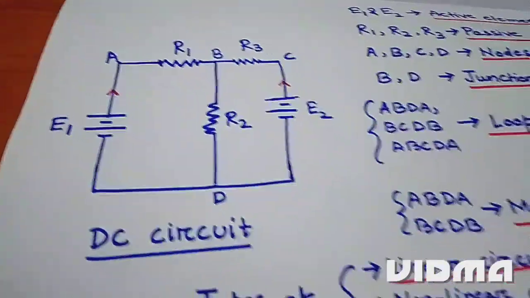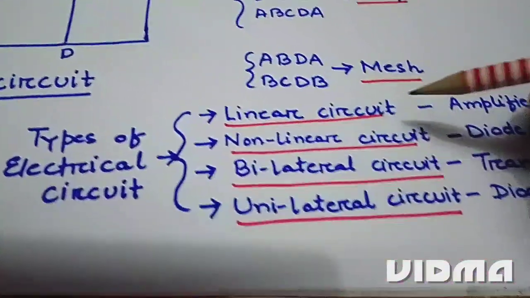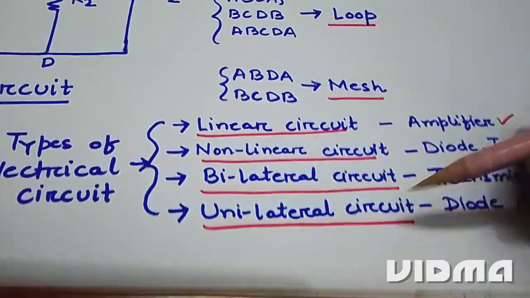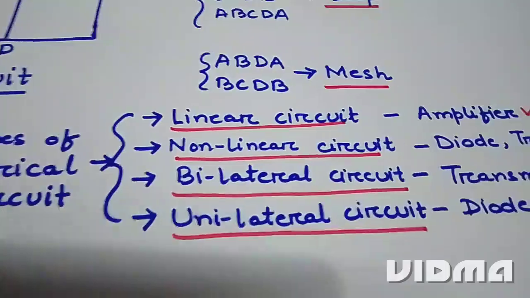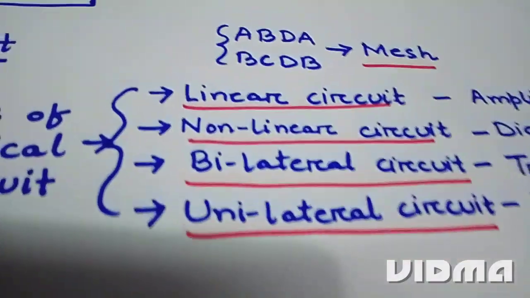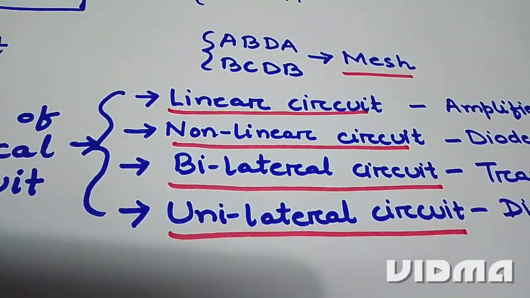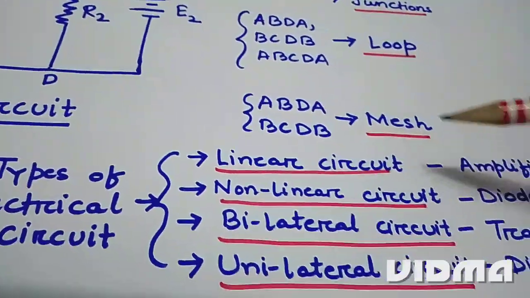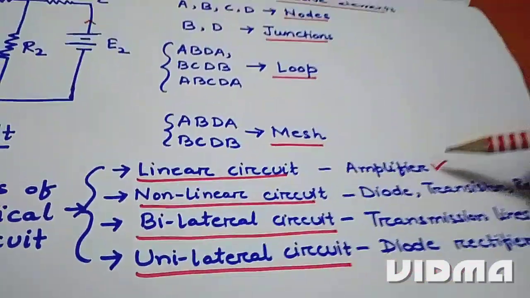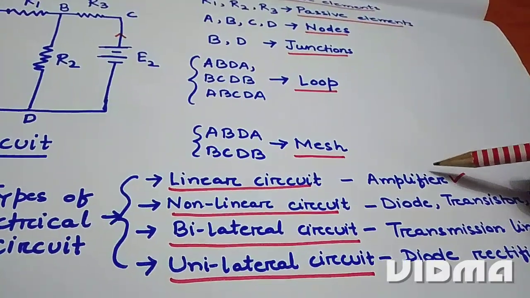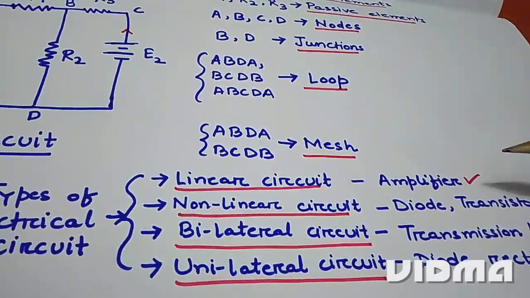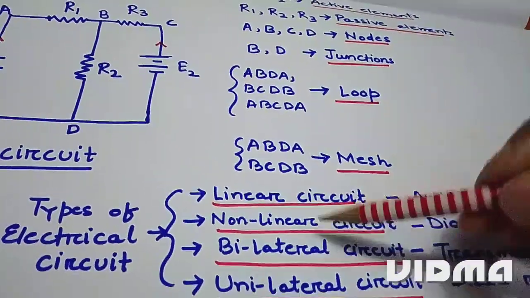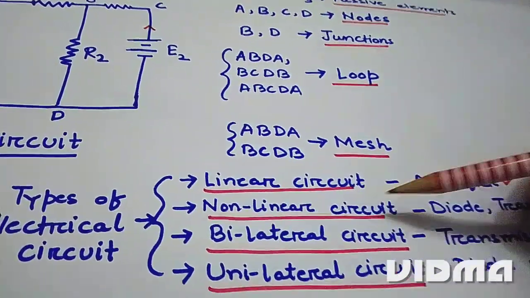There are different types of electrical circuits: linear circuit, non-linear circuit, bilateral circuit and unilateral circuit. One by one, we will see what is a linear circuit. If the parameters of the circuit are independent of voltage and current, then it is called a linear circuit. Examples are amplifiers and differentiators. These are linear elements where the parameters of the circuit are independent of the values of voltage and current.